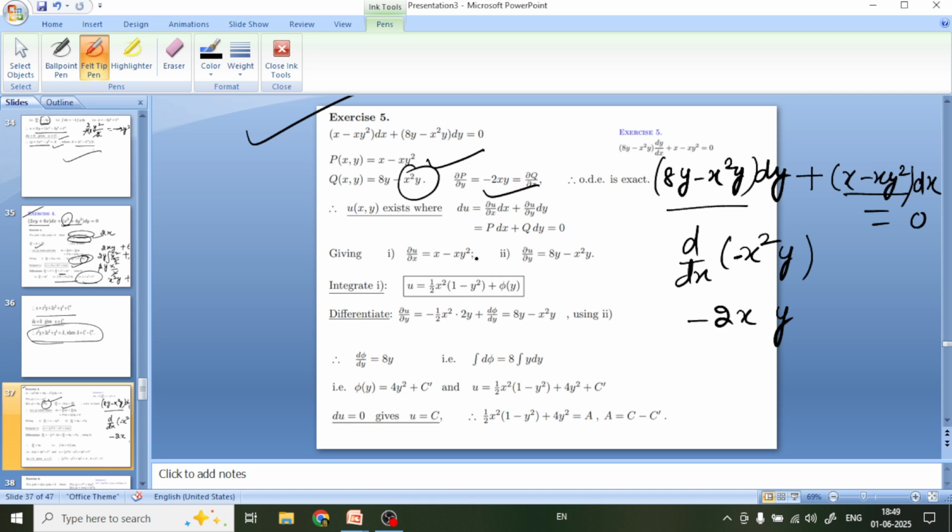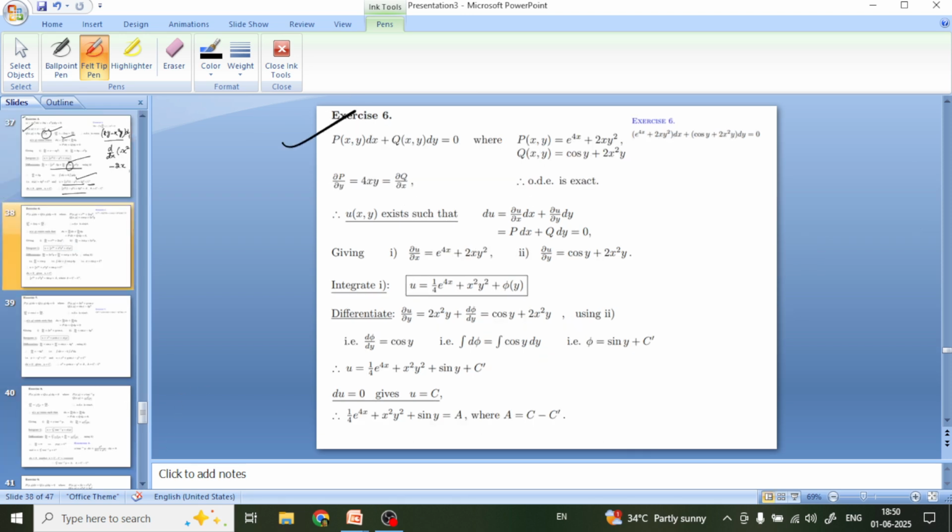And now take the integration of P(x, y), that should be equal to this one. And after that take the differentiation of the second equation, and you will find d over dy of phi is equal to 8y. And when we integrate it, we will find 4y square plus c dash, and this value will be equal to a, and this value is equal to c dash.